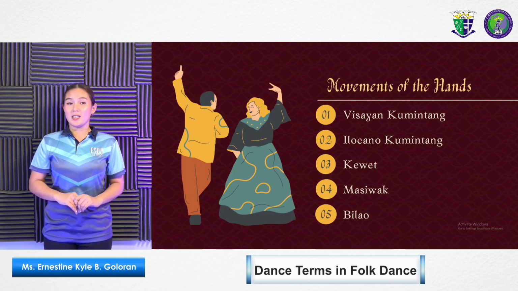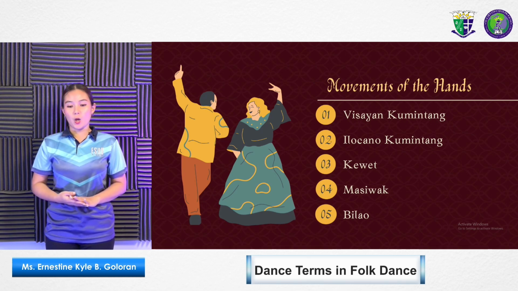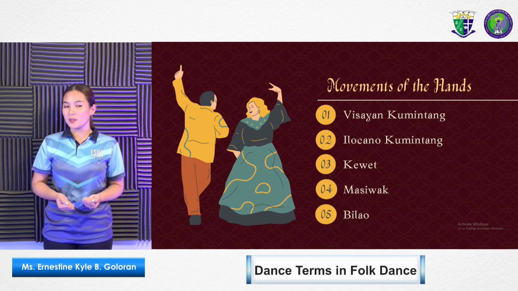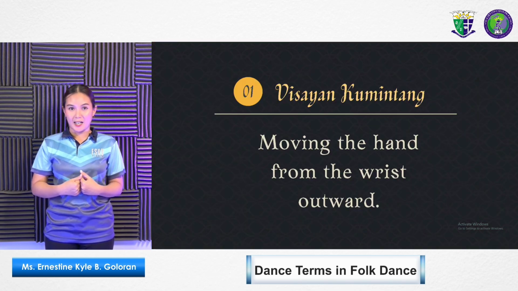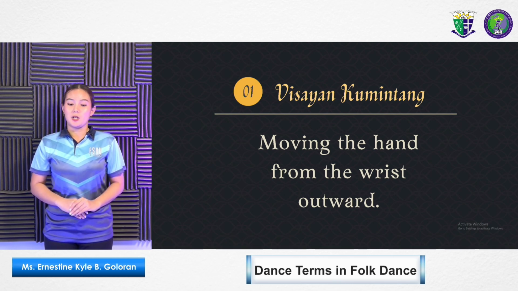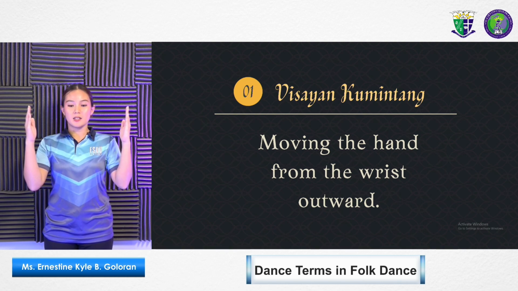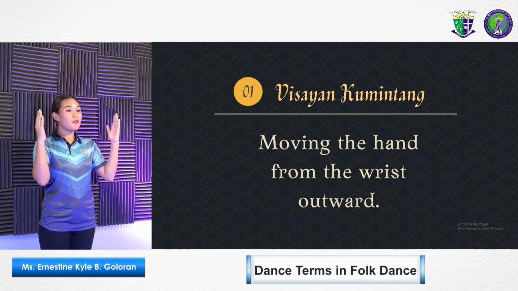This time, let's start with our movements of the hands. So we have the Visayan Kumintang, we also have the Ilocano Kumintang, Kiwit, Masiwak, and Bilao. But let's start first with Visayan Kumintang. Visayan Kumintang, moving the hand from the wrist outward. So the movement of your hands is outward, like this.